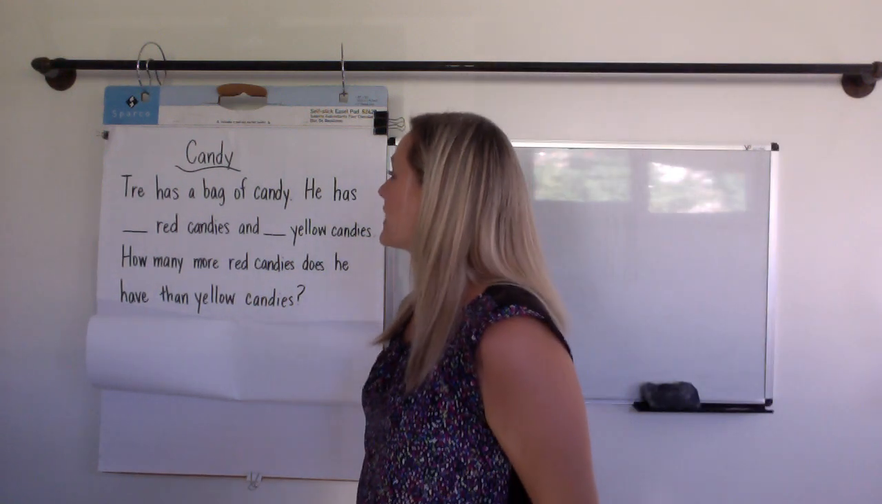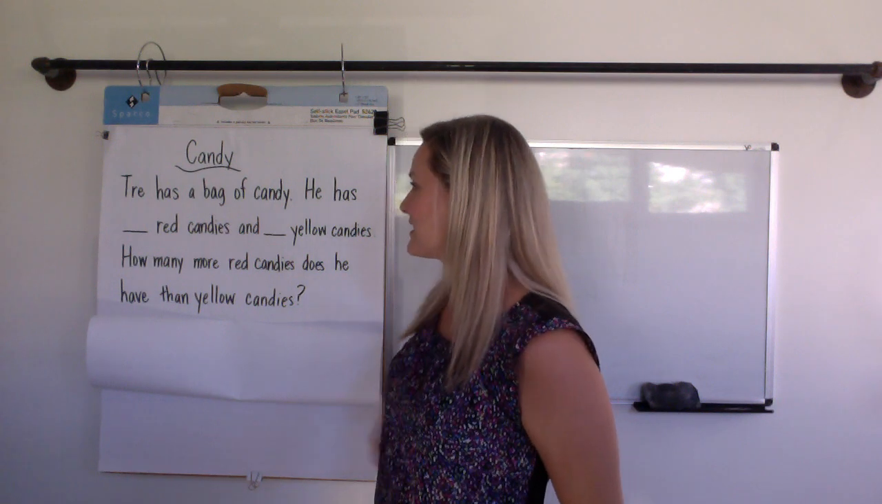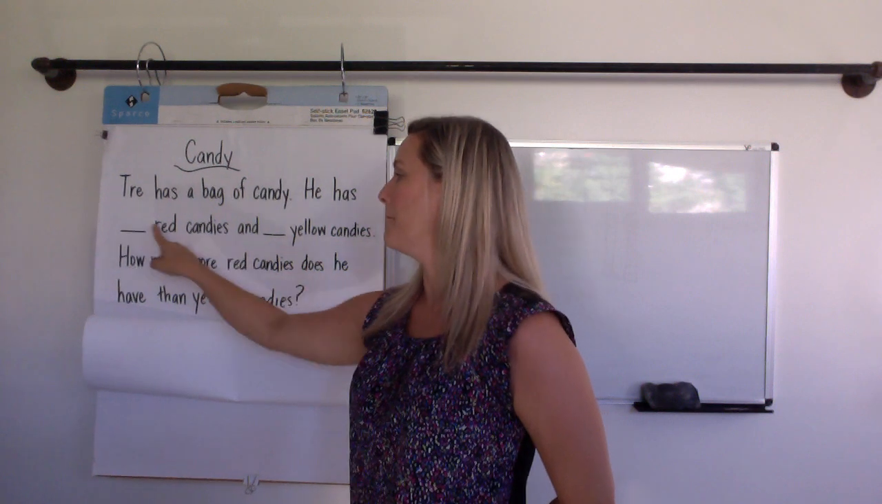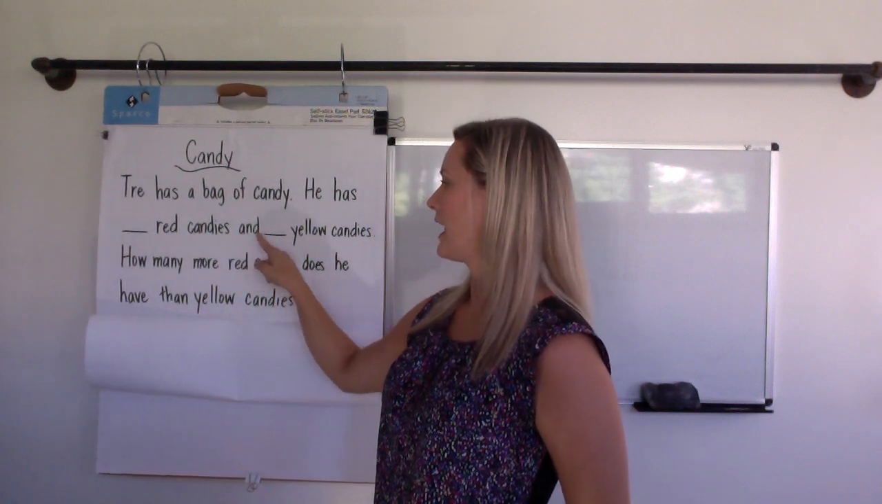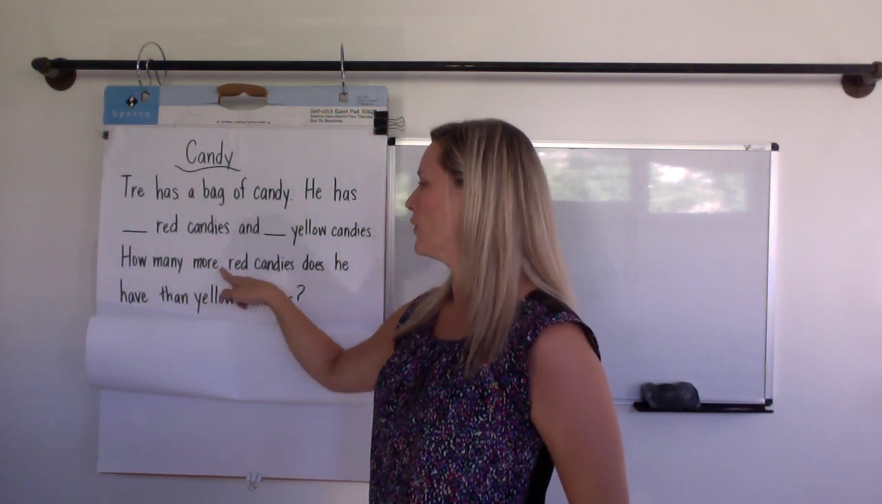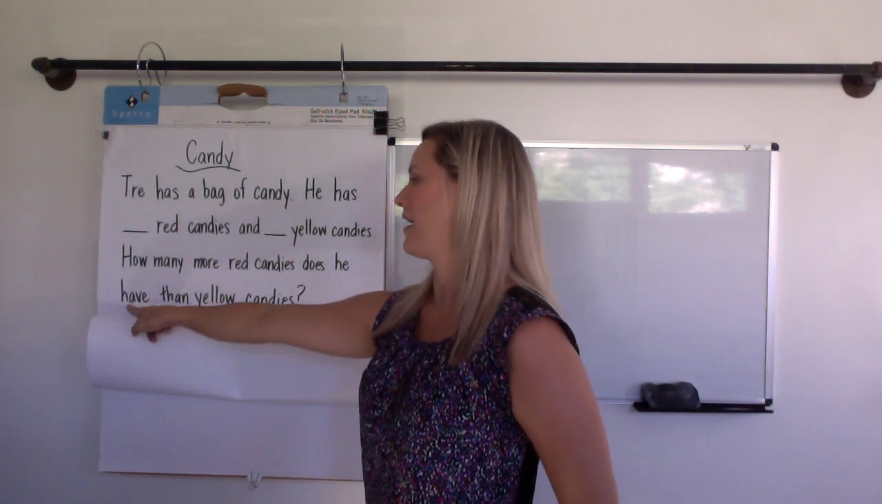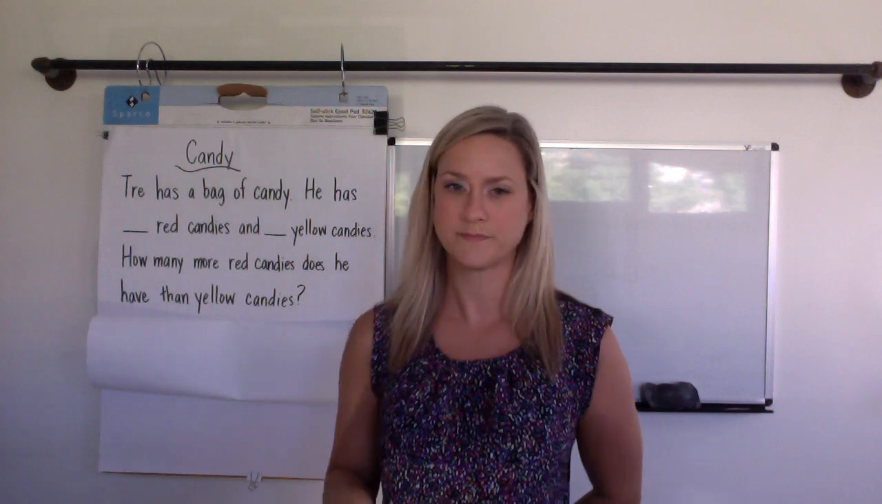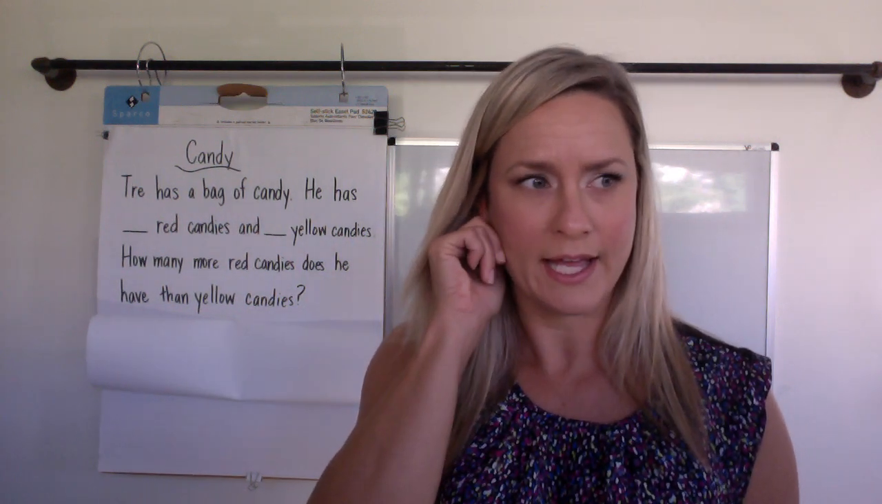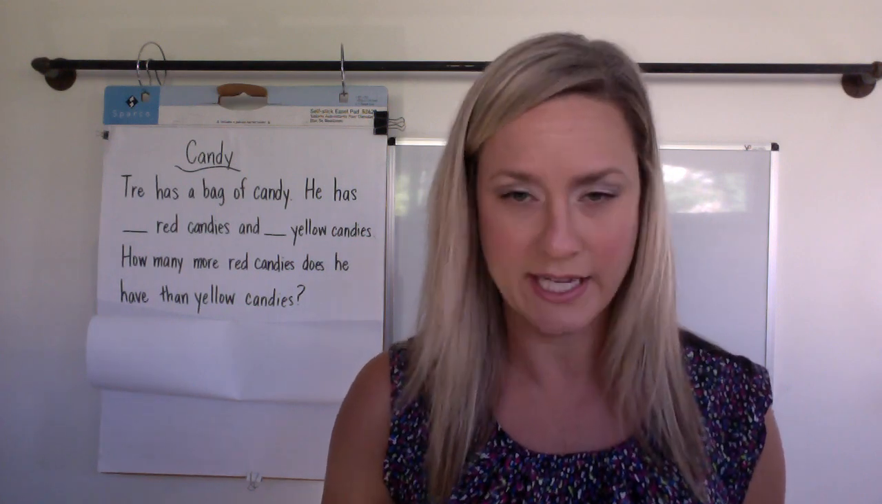Here we go. Candy. Trey has a bag of candy. He has red candies and yellow candies. How many more red candies does he have than yellow candies? Okay, so I read that for the first time, and I need to read it again because there's a lot of words. I don't have the picture in my head yet, and that's the key. We have to know what the story is about. We have to make the picture in our head.